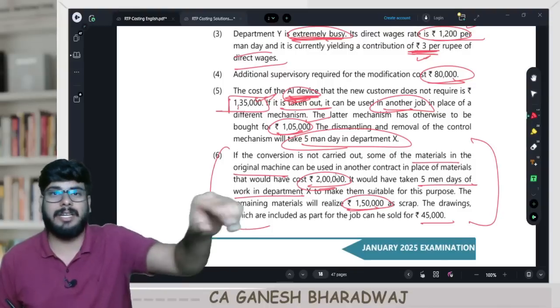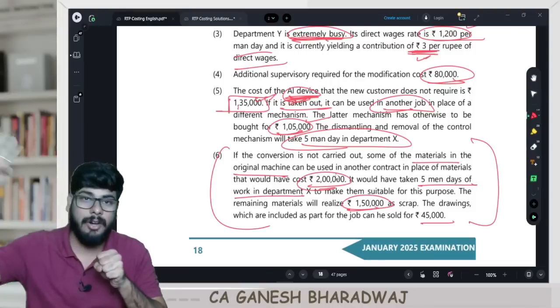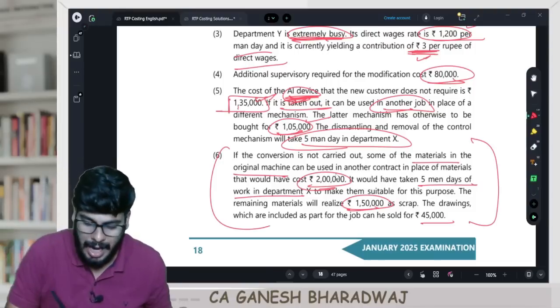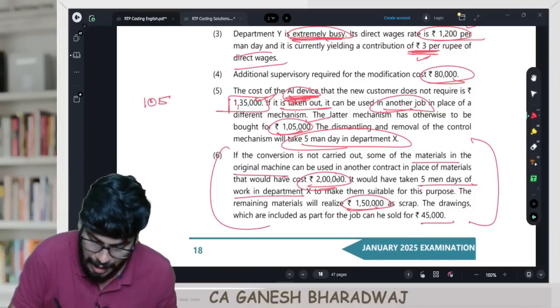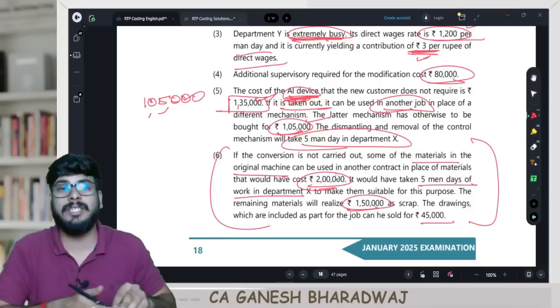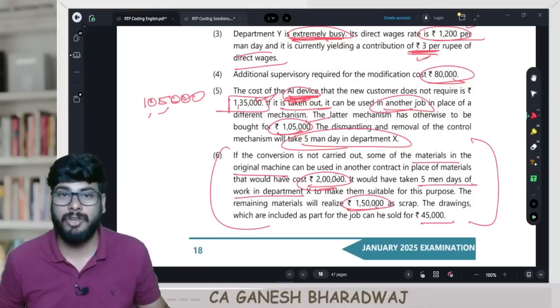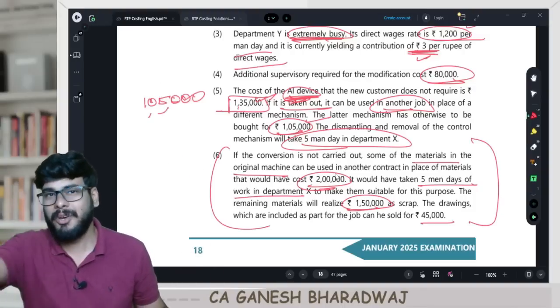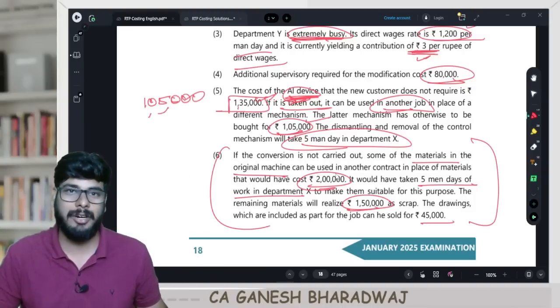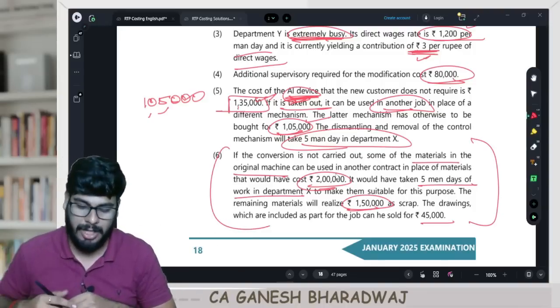Since this customer does not want the AI device, I am taking it from here and using it on another job. Because of this, I am able to save how much? 1,05,000 rupees. Are you clear with this? So technically speaking, because of this, I am able to save 1,05,000 rupees. So this needs to go on to reduce your overall cost. Correct or not? Because this guy doesn't want the AI device. Are you clear with this? So that can be used for another project that is going to save my cost by 1,05,000.